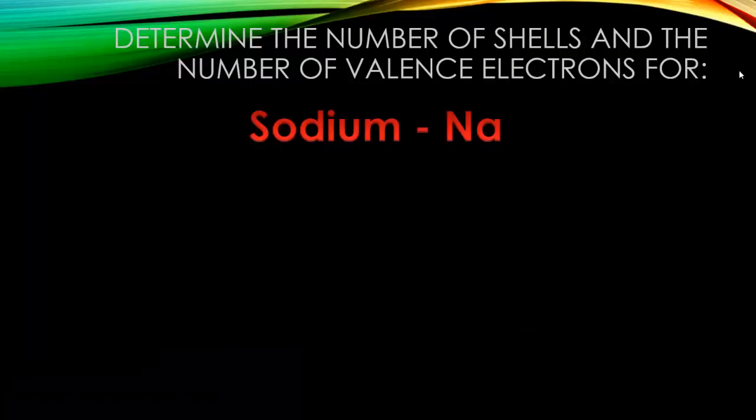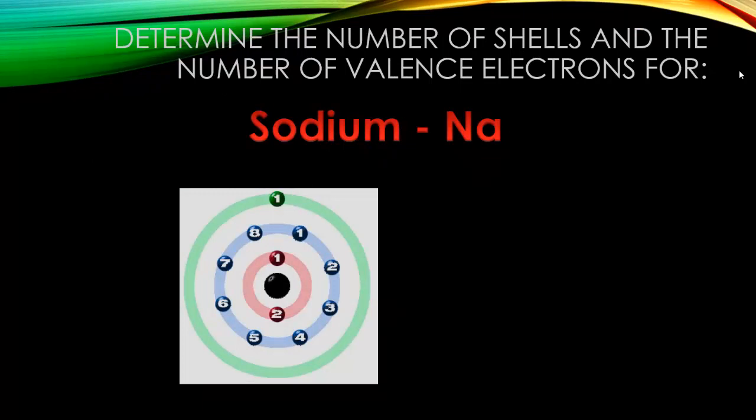So, for some practice here, we're going to try and do this with a couple of elements. So, sodium. Sodium is in group 1. It's in period 3. Since it's in group 1, that means it should have 1 valence electron. And since it's in period 3, that means it should have 3 rings. If you take a look at the picture there, it is in the third row, has 3 rings. It is in group 1, so it has 1 on the outside.